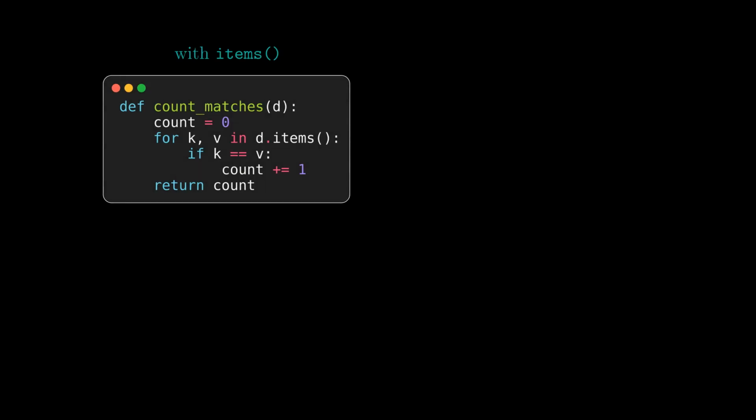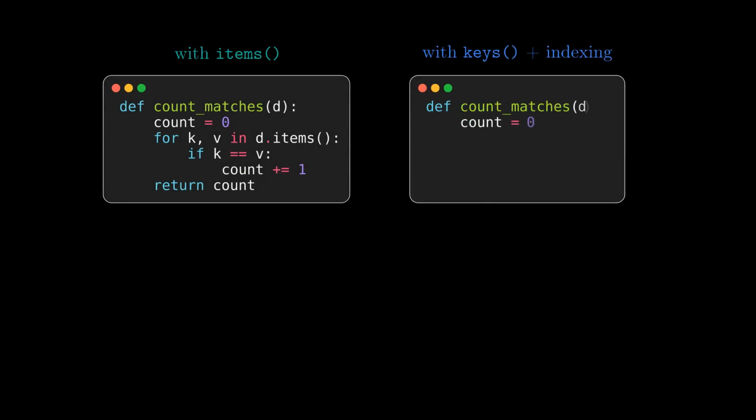There's a second way that skips items entirely. Loop over the keys and for each key, index back into the dictionary to fetch its value. Write for x in the keys of D, then test whether the value stored at key x is equal to x itself. If it is, add 1 to the counter.